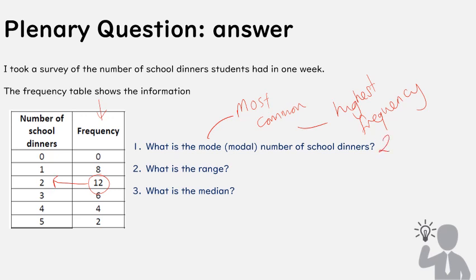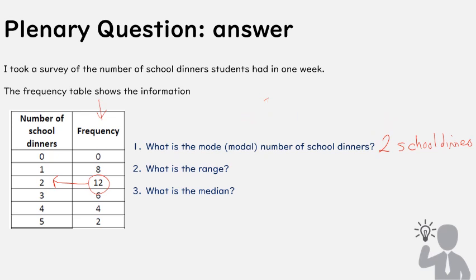2, and putting it into context, 2 school dinners. So when I did my survey, 12 people said that they had 2 school dinners a week, which was the highest value, the most common answer. So the mode you're looking for there is 2 school dinners.